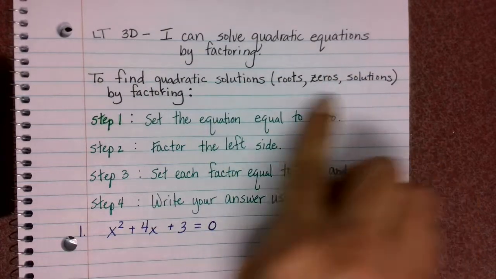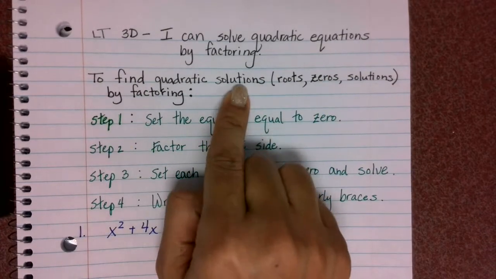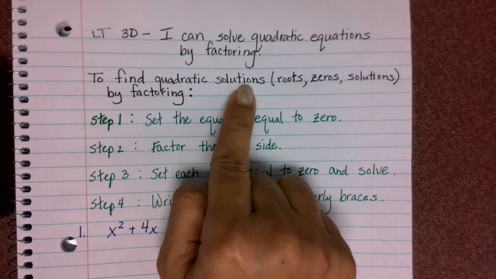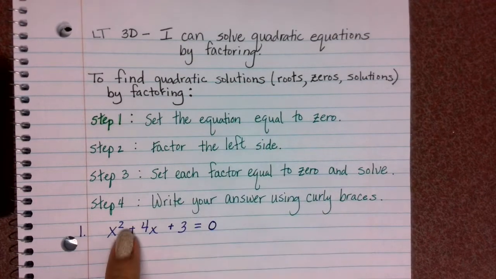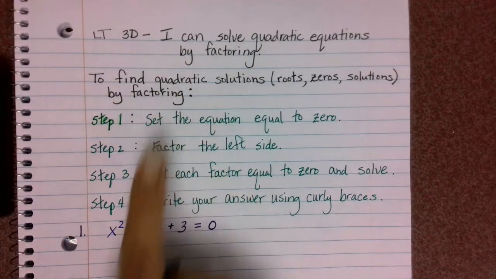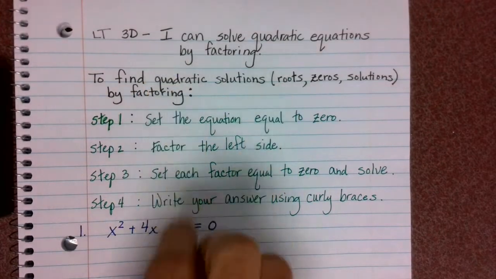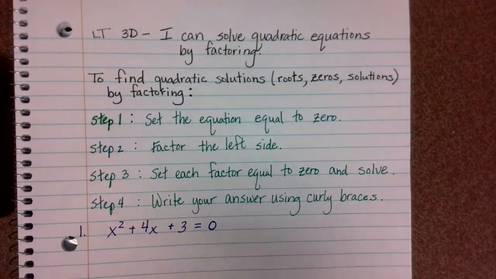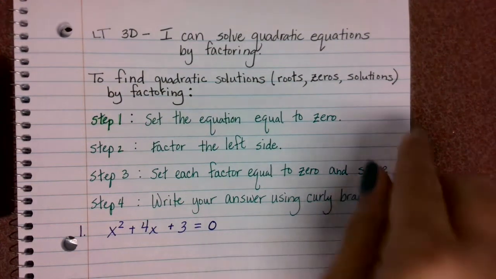Now, there are a couple names for solutions. So define quadratic solutions. Notice I say solutions, plural, because it's x squared, which means it's quadratic. That means there are 2 solutions. We've talked about that before in class, but now you're going to see it.